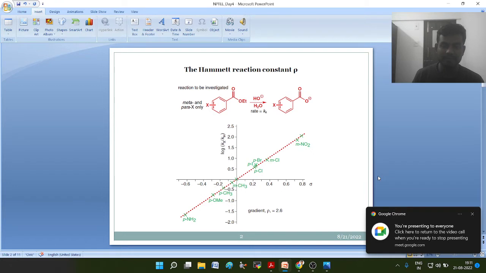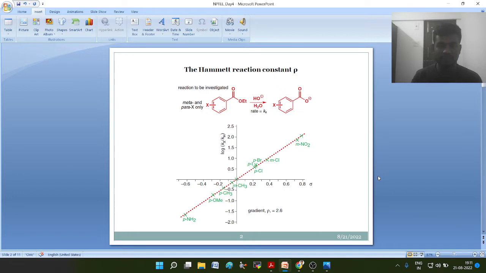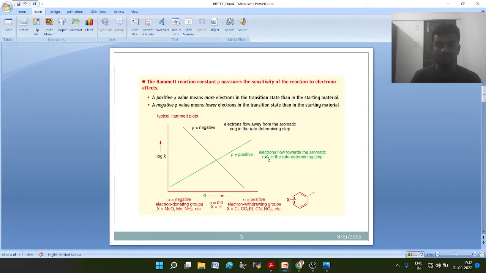Now what you see, whenever you come across this situation, we will try to get two or three points. So imagine we have an electron withdrawing group like nitro and an electron releasing group like amine or methoxy, and we'll try to guess where the point will be, and then we'll try to get a straight line, and we will see what the slope is, which is our interest here. Now let's see why it is of interest and what can be done with this.